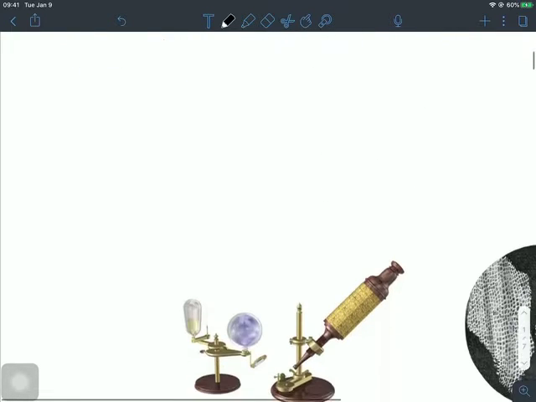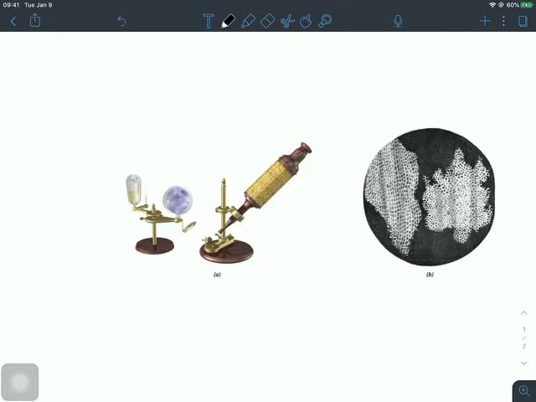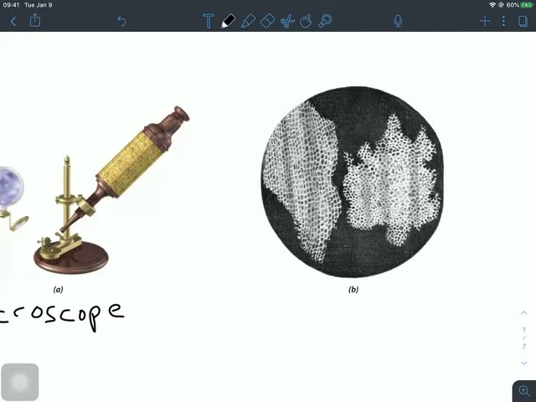So here we have an image from your textbook showing some of the early models of Robert Hooke's microscope. You can see that this is a very primitive device compared to what we're using today. Just a simple magnifying lens. But you can also see some of the early images that Hooke may have seen underneath his early microscope, showing two different plant tissues.